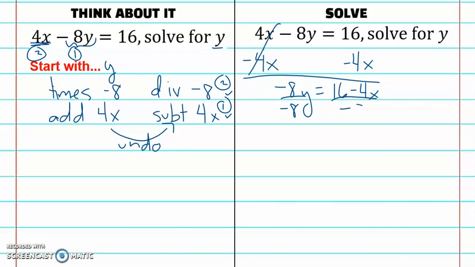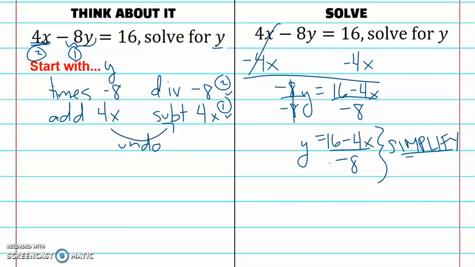Notice I tell myself the operation every time, training my brain, pay attention. All right, so I'm left with positive 1y equals 16 minus 4x divided by negative 8. But wait, I'm going to throw a little bit more at you. When you have fractions, you always want to get in the habit of saying, can I simplify it? Okay, and so here's our strategy.